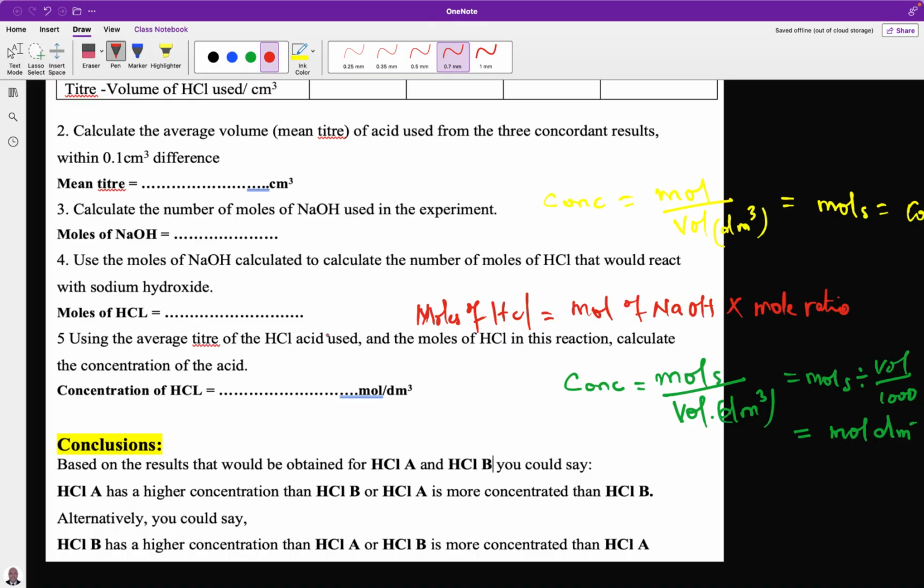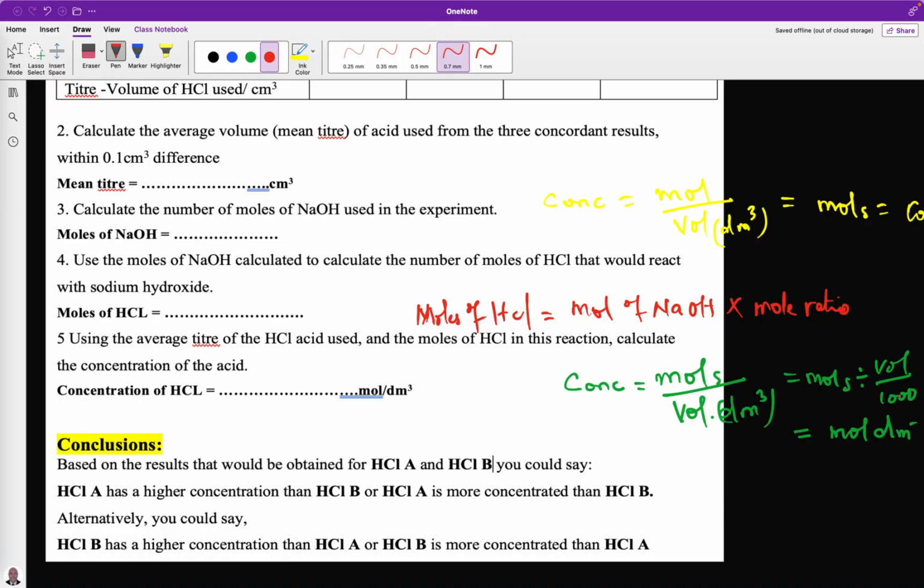Now, to calculate the concentration of the acid, we use concentration equals mole divided by volume. We know the moles of the acid. We know the mean titre that we used for the titration. We convert the mean titre from cm cube to dm cube, then divide the number of moles by it. Or if you don't know how to do it, you can say the moles divided by the mean titre, all over 1,000. You still get it. That is how you have the concentration for the acid.